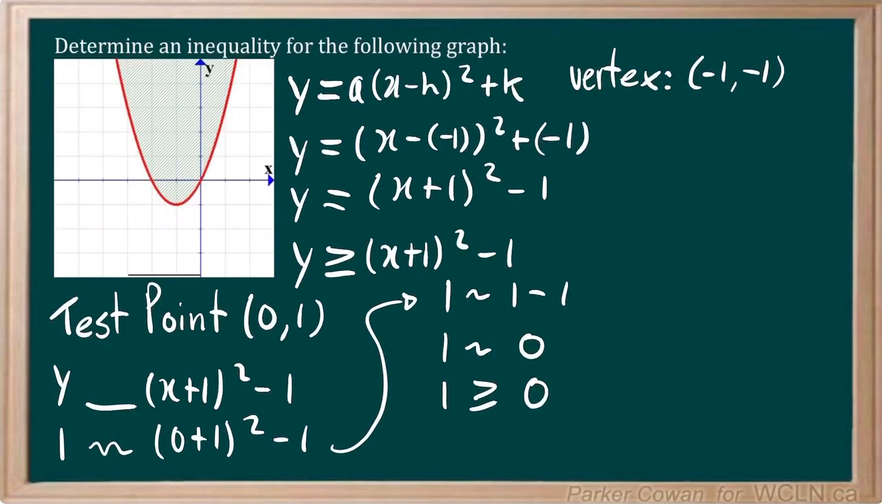All right. So now that we've picked our sign, again, we come to the same conclusion: y is greater than or equal to our parabola. So that's all for this one.